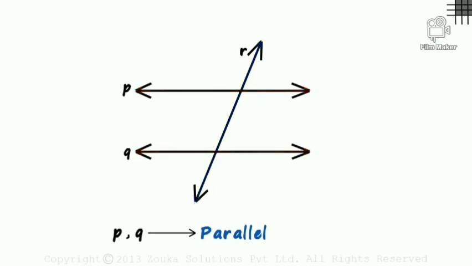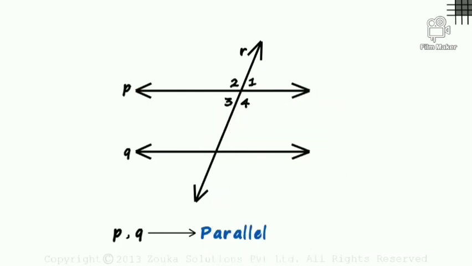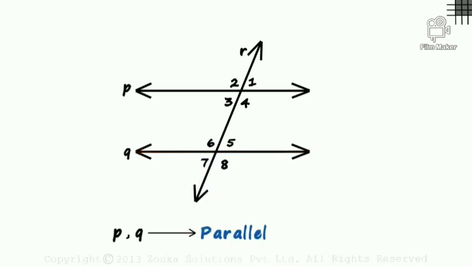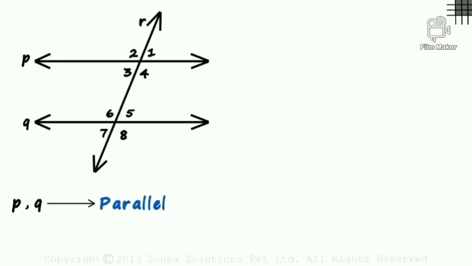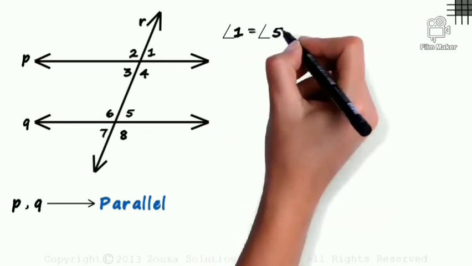Clear? Now the transversal forms four angles with the line P. Those are 1, 2, 3, 4. Similarly, four angles will be formed with Q: 5, 6, 7 and 8. Now we will discuss the first four angles. Here the lines P and Q are parallel.